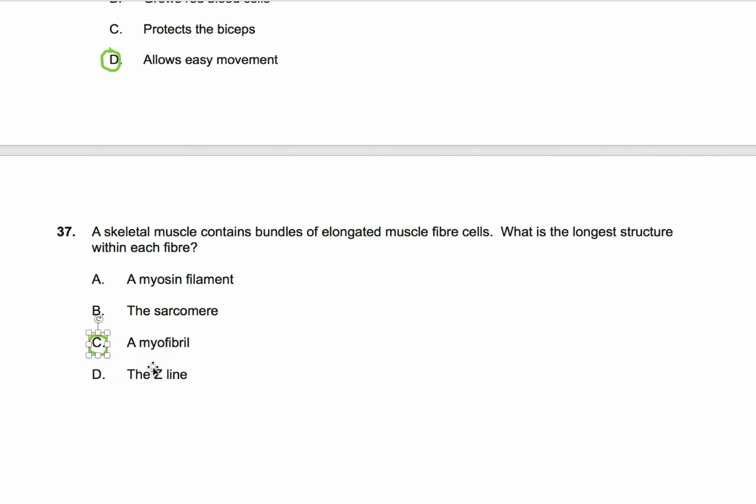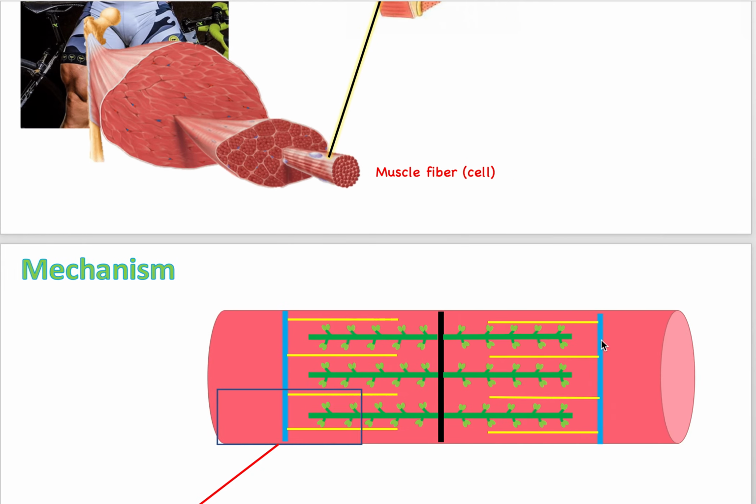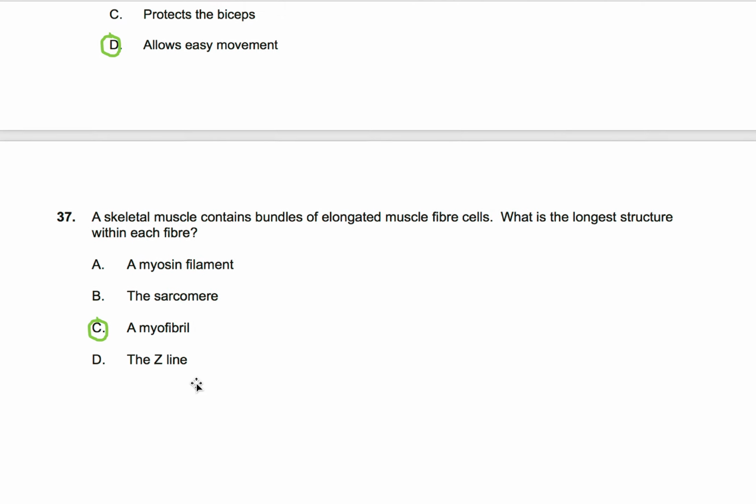So a Z line is not long at all, right? It's pretty much just this line. So therefore, C must be the answer.